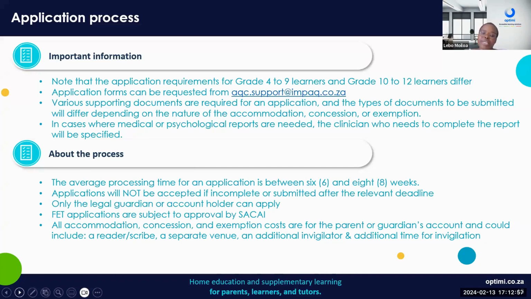And then all accommodations, concessions, and exemptions costs are for the parent or the guardian's account. And this includes a reader or scribe, a separate venue, an additional invigilator, or the additional time for the invigilator. Same with the final exams. All the costs are for the parent and the guardian.